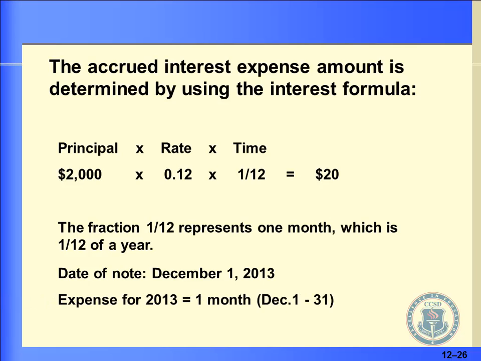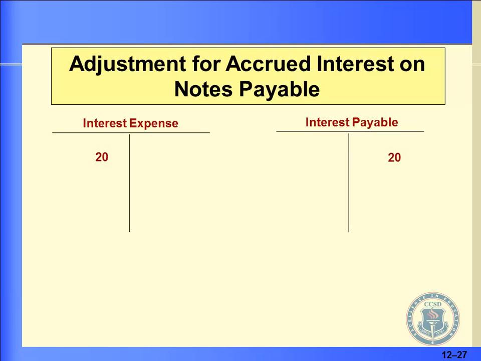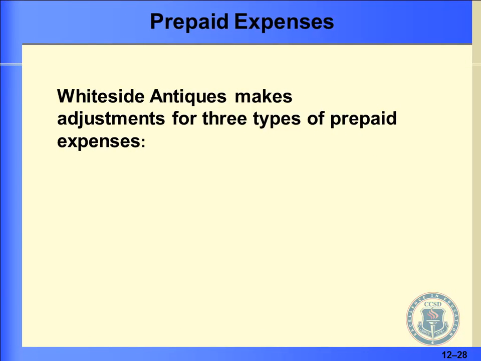So our expense for 2013 at the end of December would be 20 bucks. And we would do this on interest expense, and because we haven't paid it yet, it's going to be a credit to interest payable because we owe it, but we haven't paid it. All right, let's pause right there, and we're going to come back and we're going to do prepaid expenses.